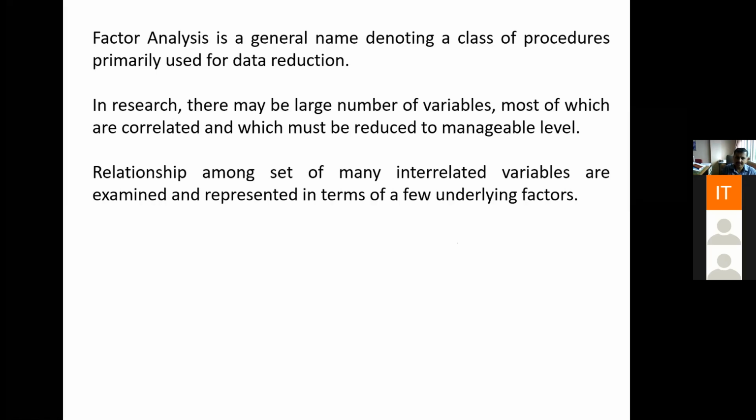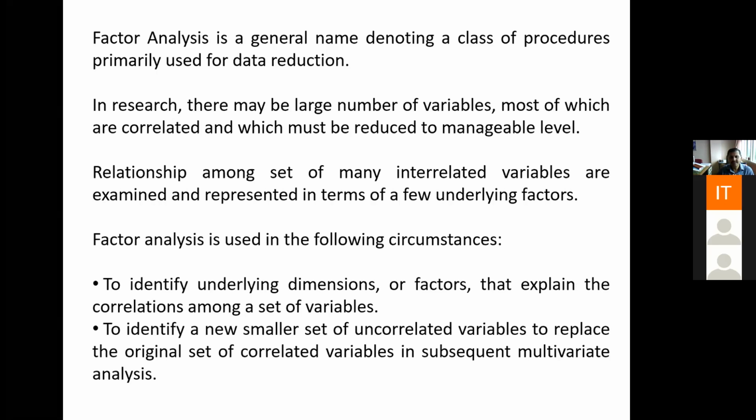So my explanation becomes easier and more meaningful. That is the primary purpose. So we can say that we are able to summarize the data with the help of factor analysis. In this technique, relationships among a set of many interrelated variables are examined and represented in terms of a few underlying factors. Factor analysis is used in the following circumstances.